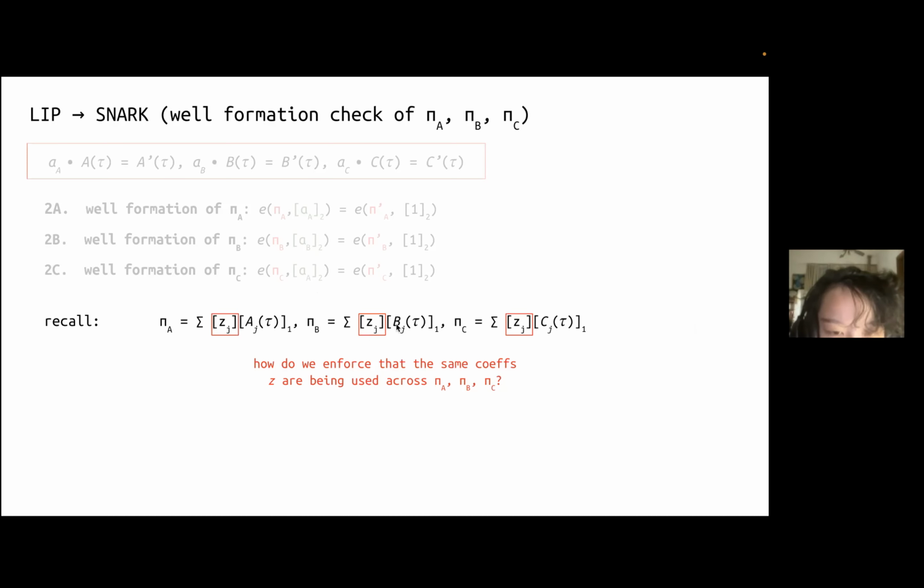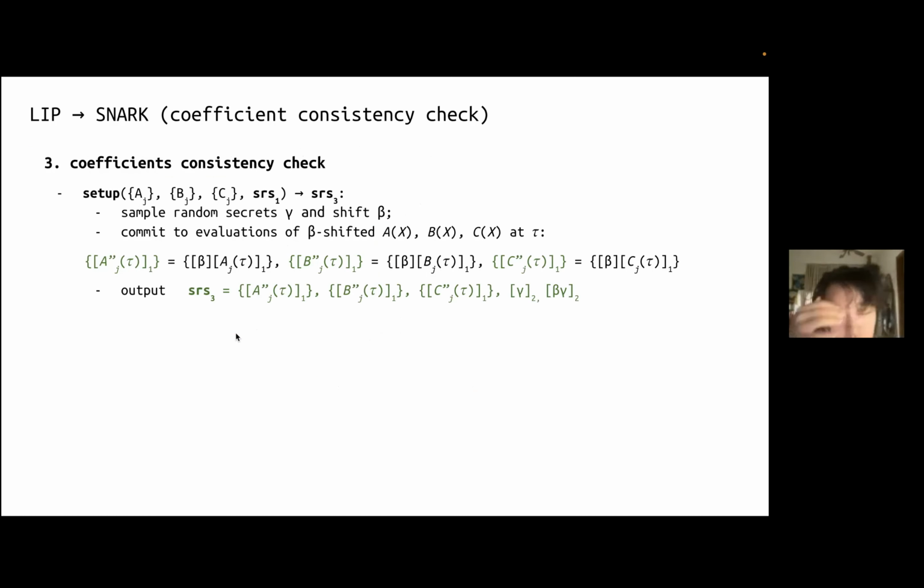So that the witness is reused each time. So I call this the coefficient consistency check. And how we're going to do this is we're going to sample a random secret gamma and another shift beta. And we're going to commit to now the beta shifted versions of the columns, so similarly to the alpha shifted versions.